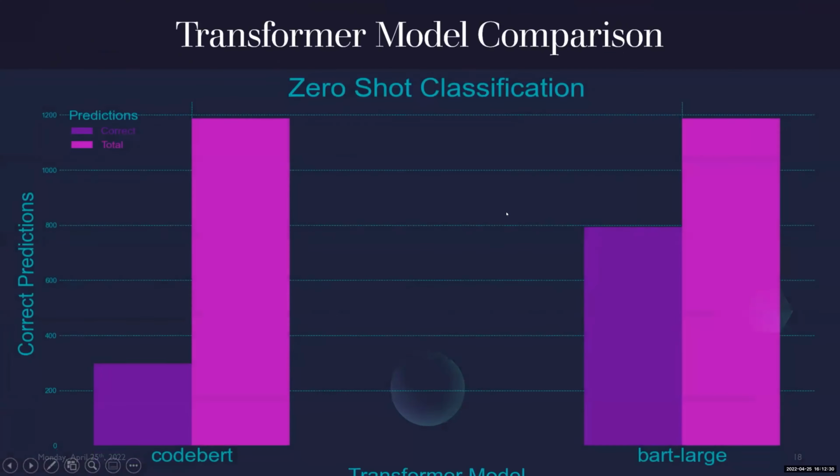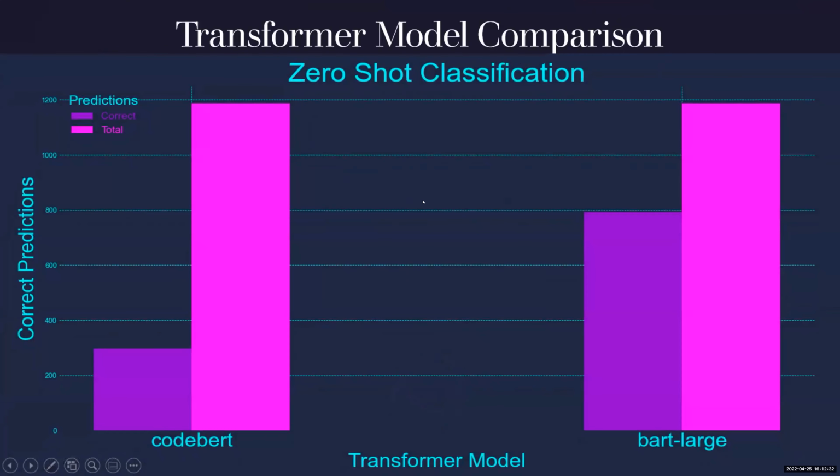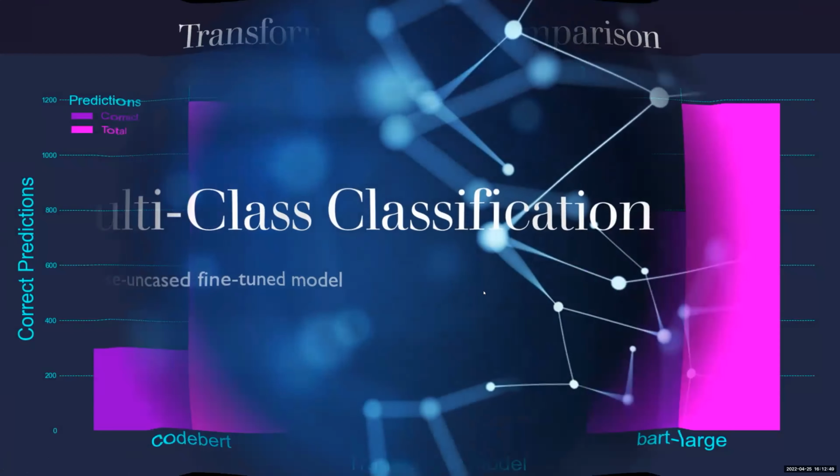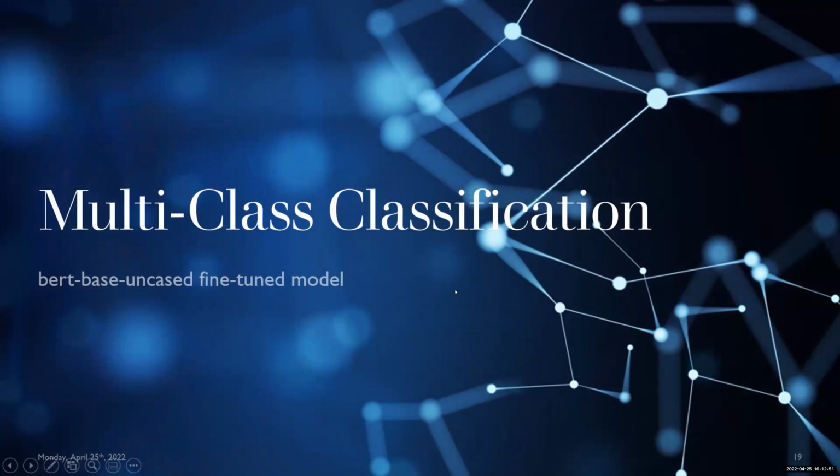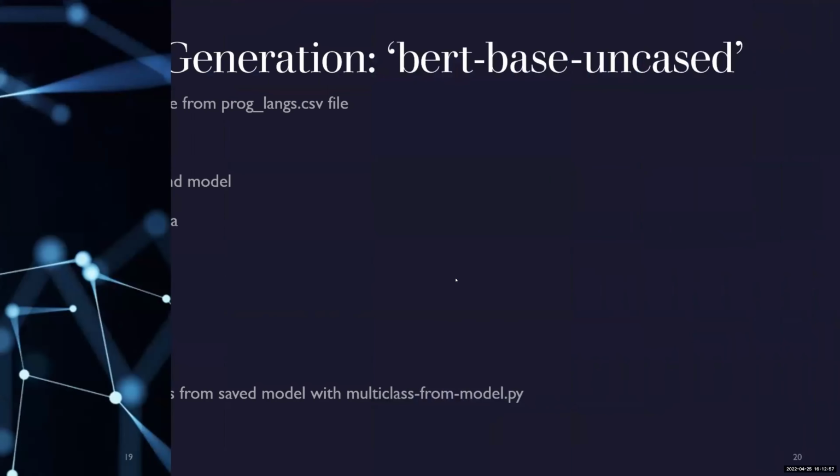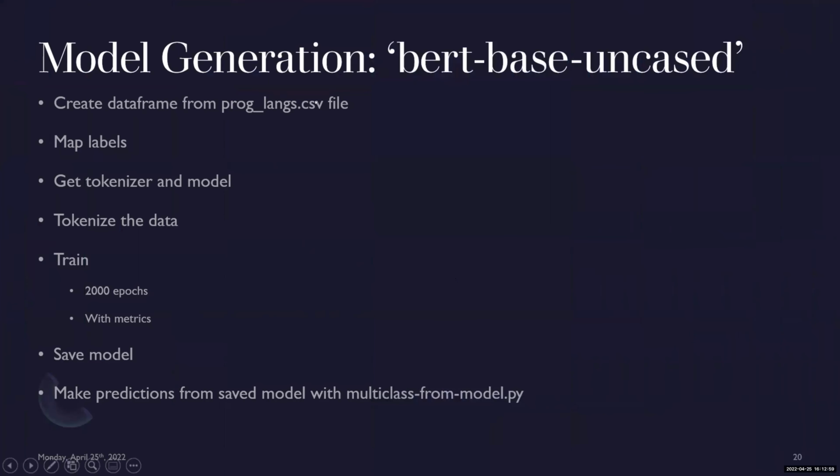So for my transformer model comparison, this is the bar graph of the outcome. BERT large, these are correct versus the total number. BERT large did pretty good. So I decided to fine tune on BERT instead of using CodeBERT, and I used BERT base uncased.